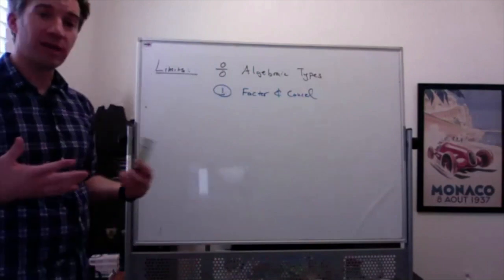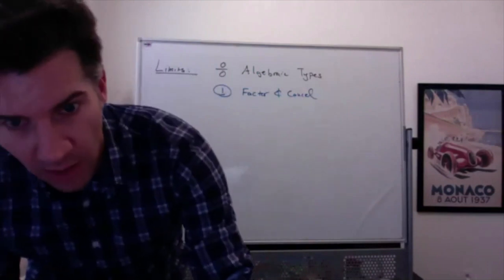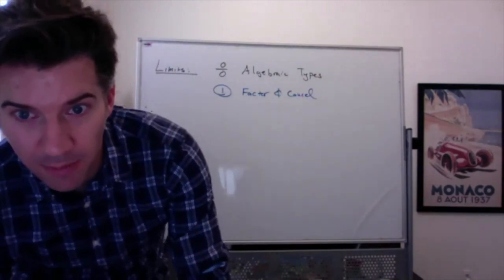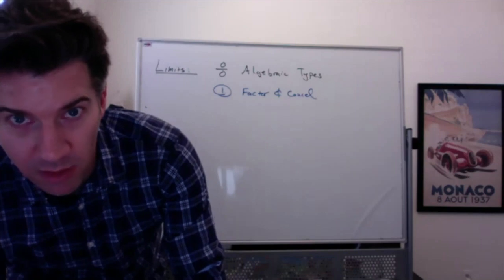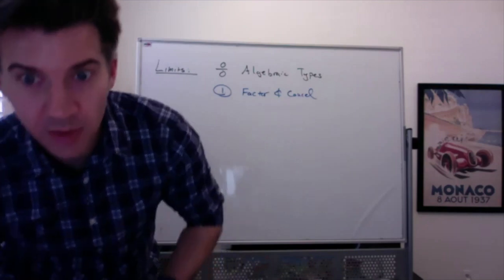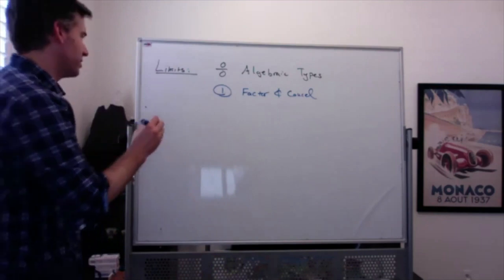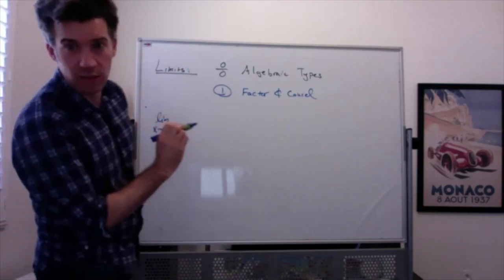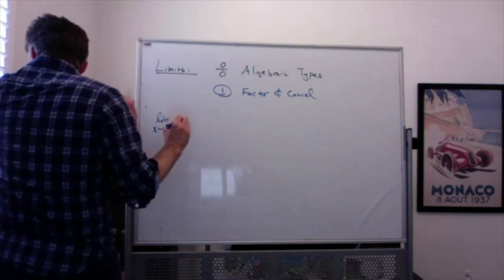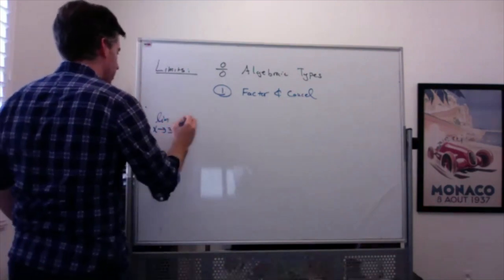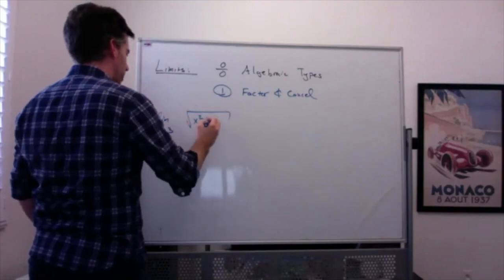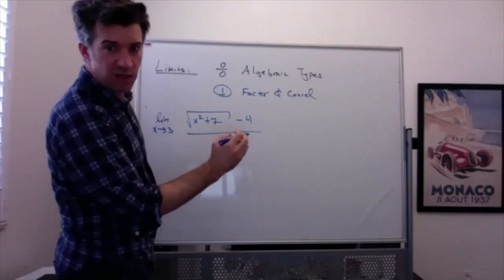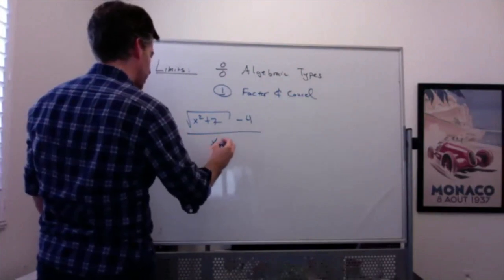There are 2 other really common algebraic methods. Let me grab this other one here. Sorry, there's stuff all over the place. Yeah. So let's look at this one. Let's look at the limit as x approaches 3 of the square root of x squared plus 7 minus 4 over, no, let's not make it too terrible. Let's just do x minus 3.